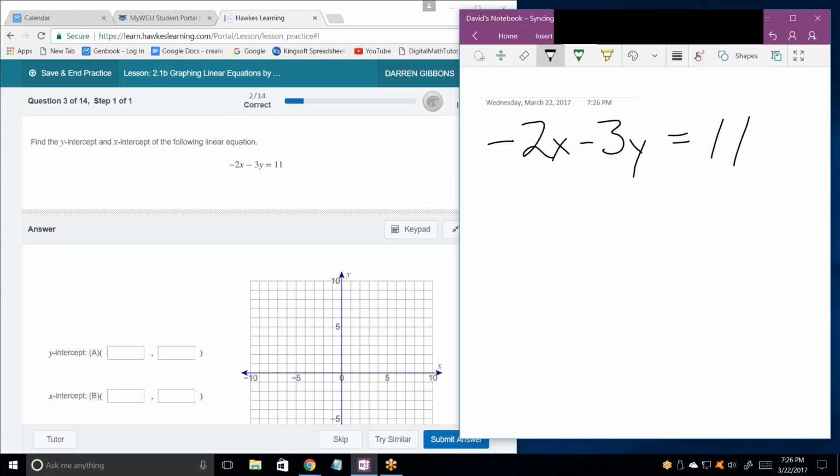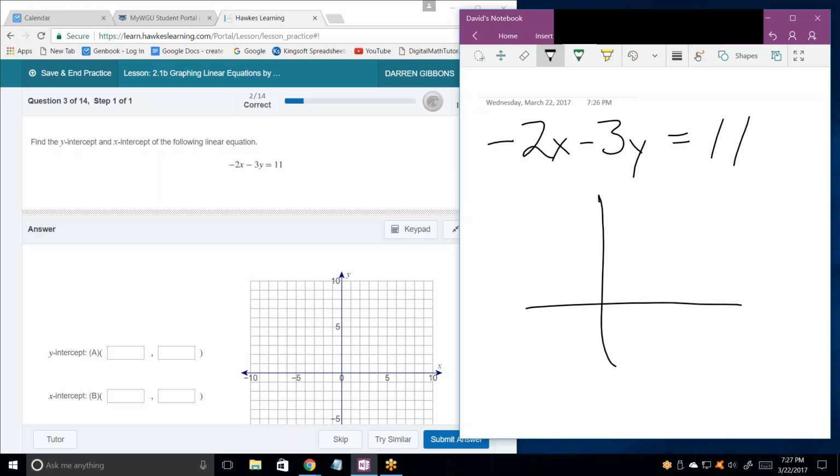Now, they want the x and y intercepts of this equation. First of all, notice that this is a linear equation, meaning it's a straight line. It's not a curved line. And here's the thing. In other words, if I were to graph this line, right offhand, I don't know how to graph it because it's not in particularly good format for graphing.